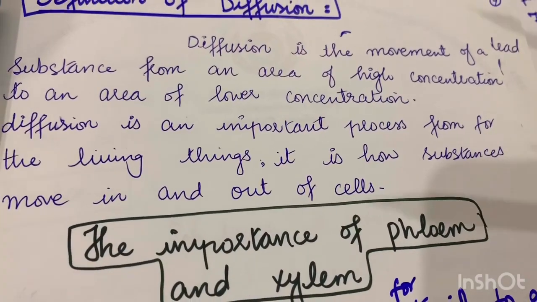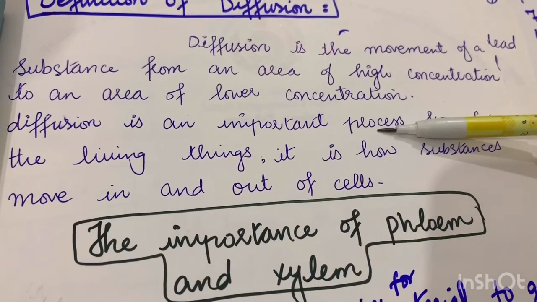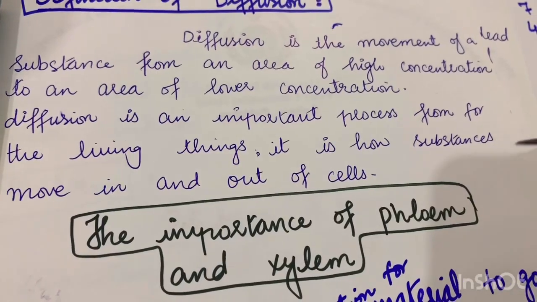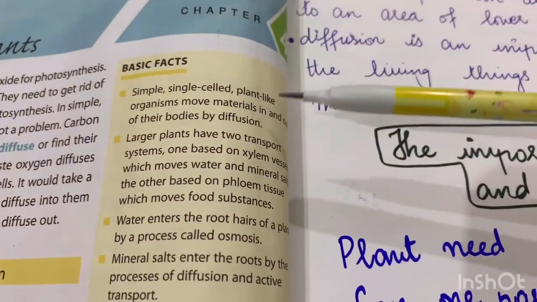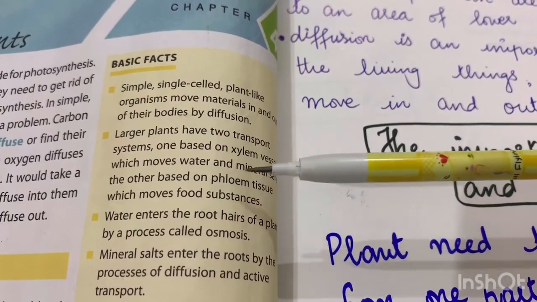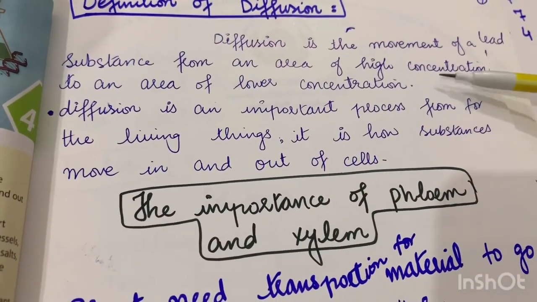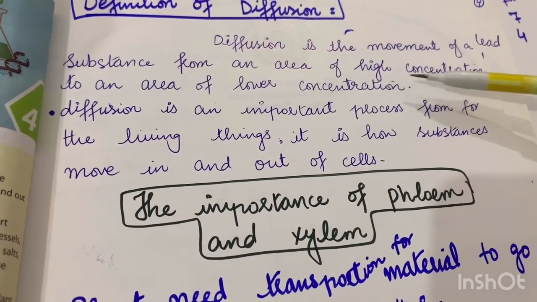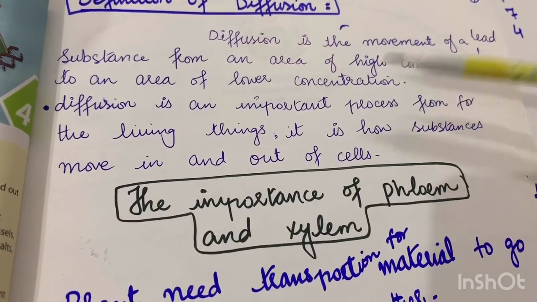Diffusion is the movement of a substance from an area of higher concentration to an area of lower concentration. Diffusion is an important process for living things. It is how substances move in and out of the cell. Simple single-celled plant-like organisms move materials in and out of their bodies by diffusion. So basically, diffusion plays a really important role in the movement of a substance from the area of higher concentration to an area of lower concentration.